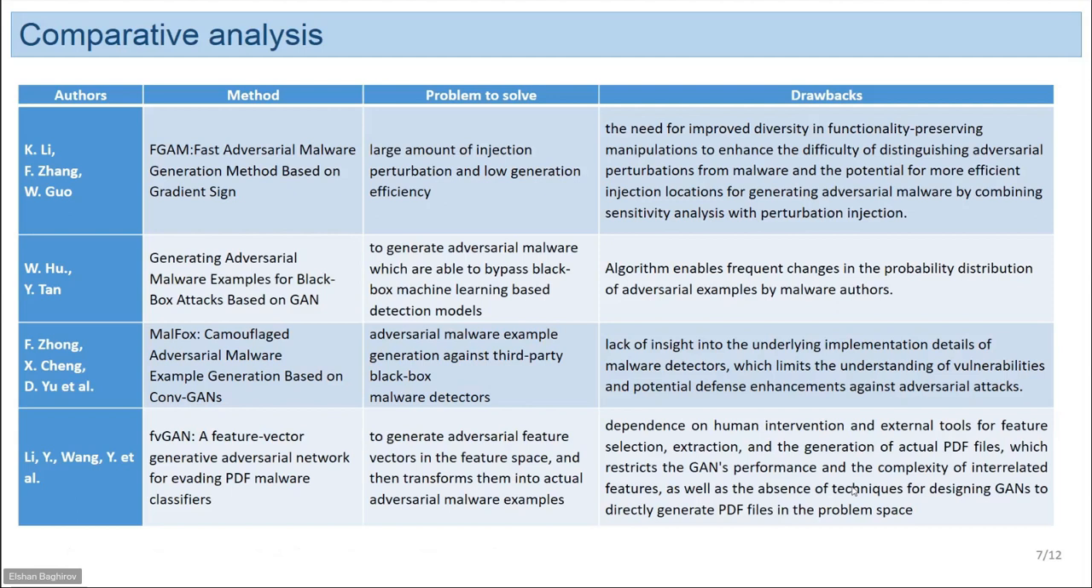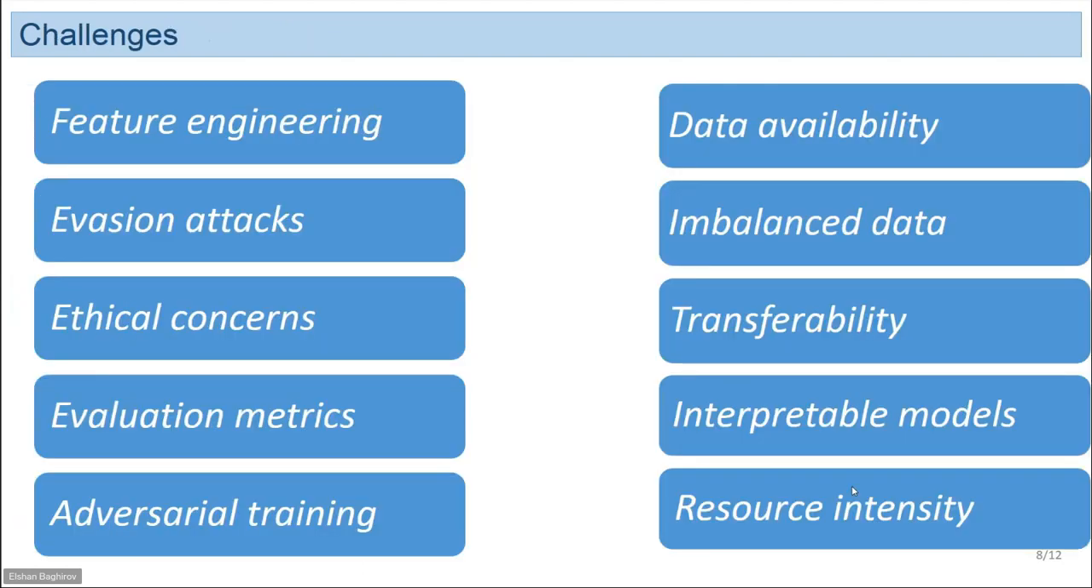And after a comprehensive review of existing literature and research, a number of studies on generative adversarial network-based malware detection have been examined, revealing the principal limitations outlined in this presentation slide. I highlighted methods, solved problems, and also drawbacks of these methods. And I highlighted the main challenges and considerations in this slide.